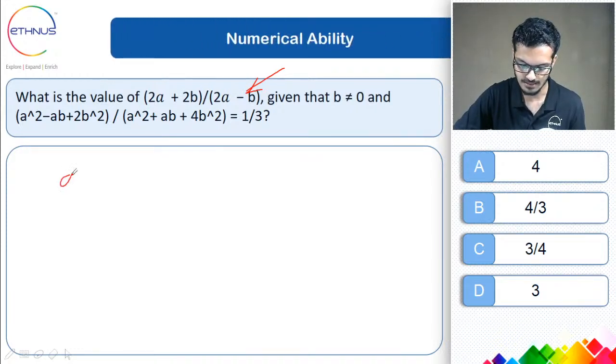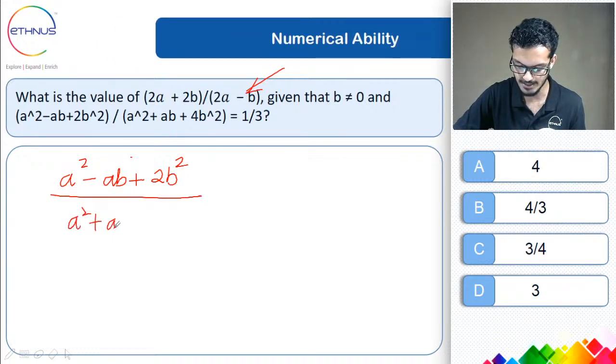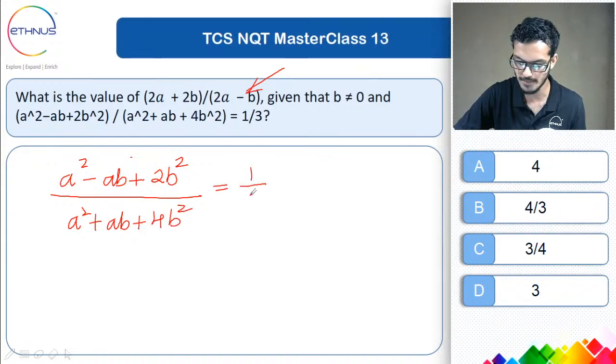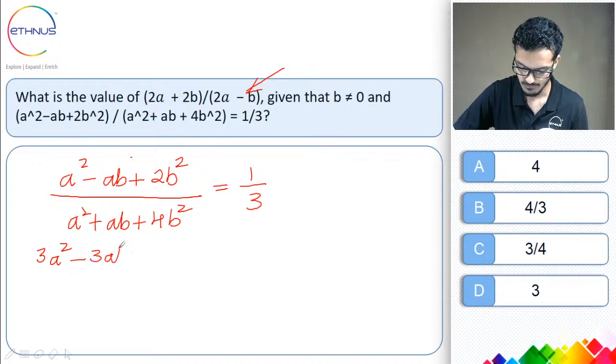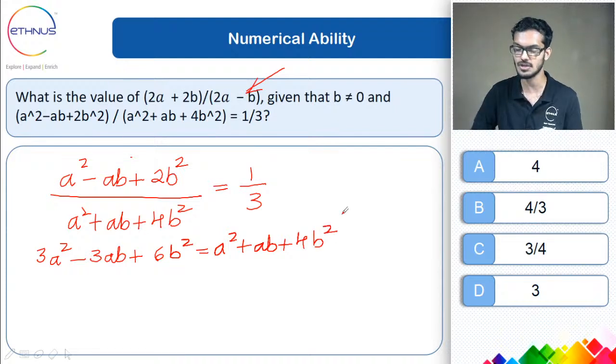So let me take this expression here which is given, a square minus ab plus 2b square, divided by a square plus ab plus 4b square. This is given to be equal to 1 by 3. Cross-multiplying, 3a square minus 3ab plus 6b square is equal to a square plus ab plus 4b square. So let me know in the live chat what is the relation between a and b.